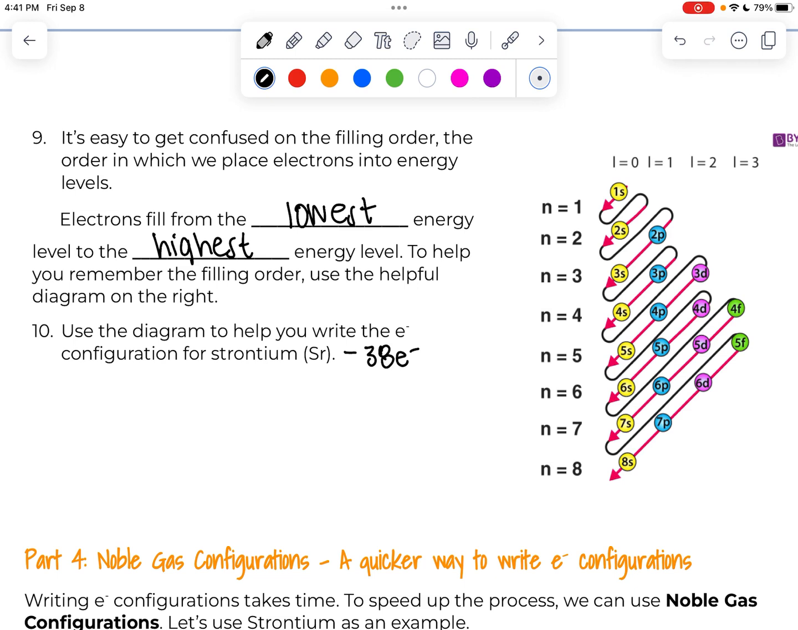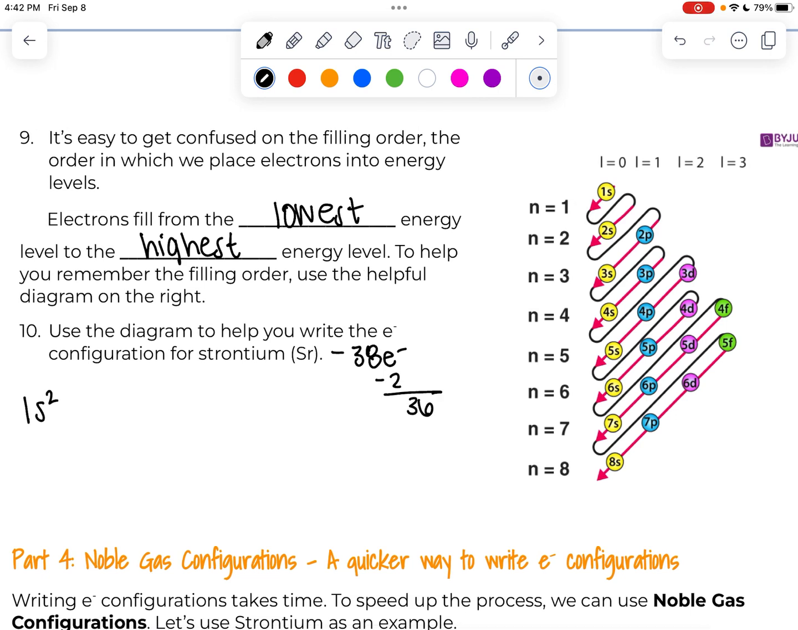I need to figure out how I can possibly get 38 electrons in my electron configuration. So let's start out with the 1s orbital. I am starting with 1s because it's lowest in energy. How many electrons can fit in an s orbital? 2. So I'm going to put 2 electrons in there. Great, now I've got 36. Okay, 2s is up next. I can fit 2 electrons in that s orbital. Great, minus 2, I've got 34 left.